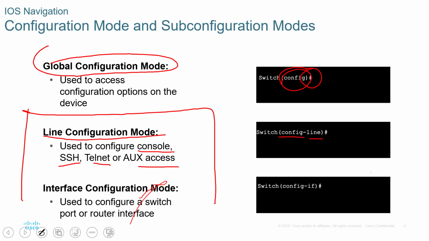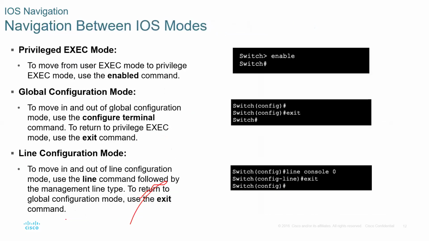Then you have the interface configuration mode. You will see config, then dash IF. In all these sub-modes, you see config, then a dash, then the sub-mode. This is used to configure the interfaces of the router or the switch, like the ports on the router or the switch. Now, how do you move from one mode to the other, from one room to the other?